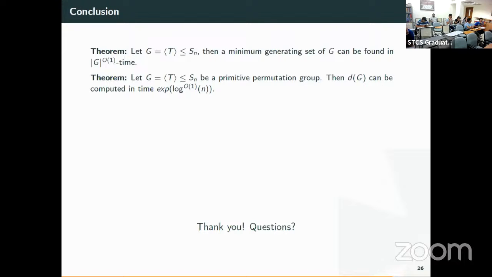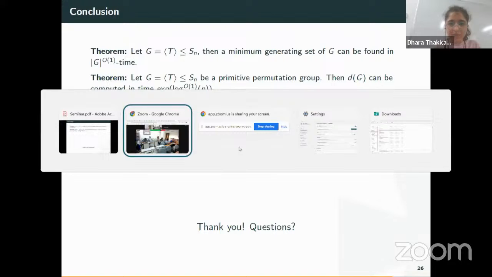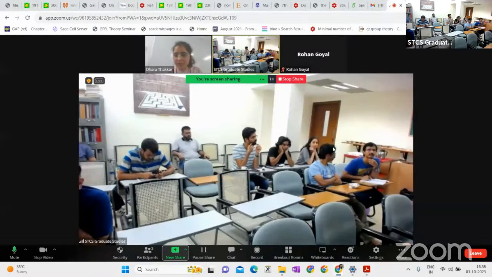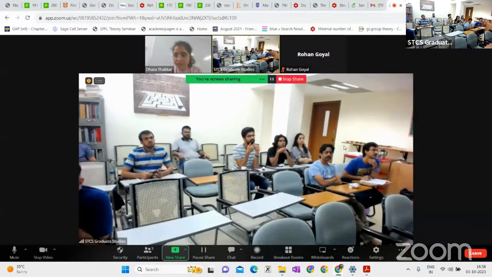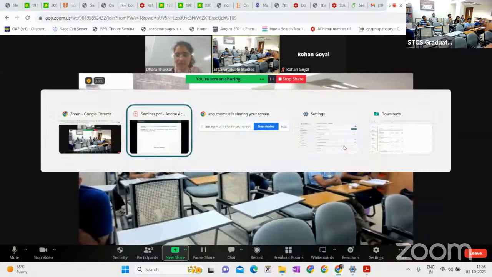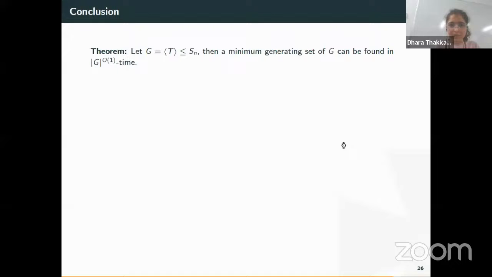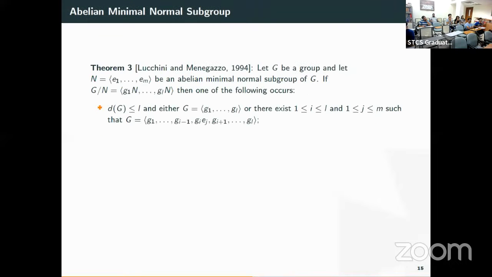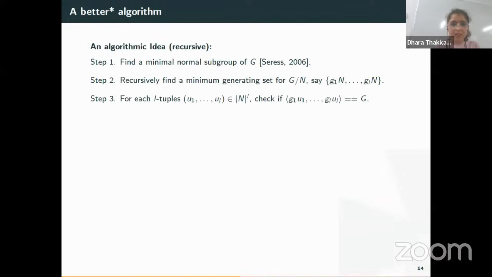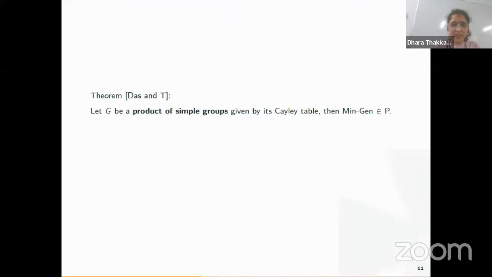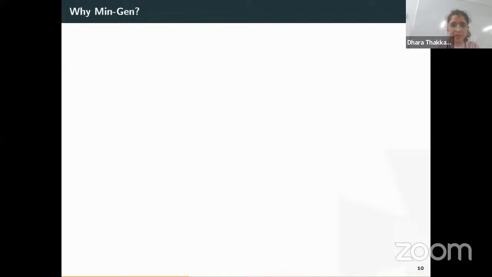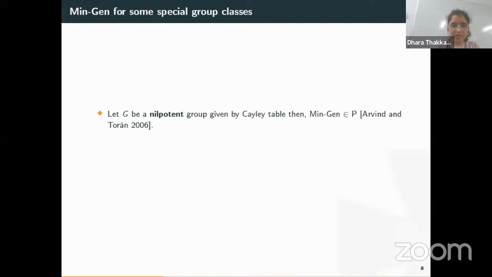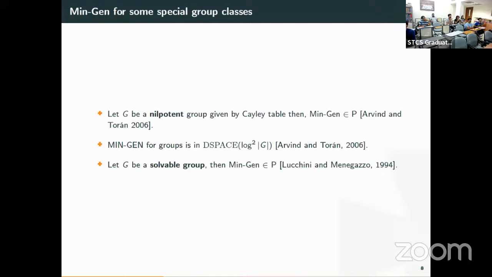I had a question. There was a statement that there is also a deep space log square algorithm or something, right? Yeah, that was for this problem, for finding the minimum generating set. But there they have assumed that the group is given by a Cayley table.